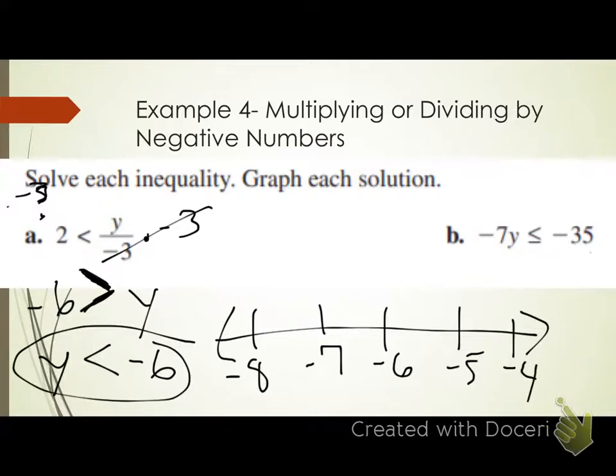Open or closed dot at negative 6? Open. Shaded which way? To the left. I want all the numbers that are less than negative 6. Any questions on A? Good? And can I erase and move to letter B?